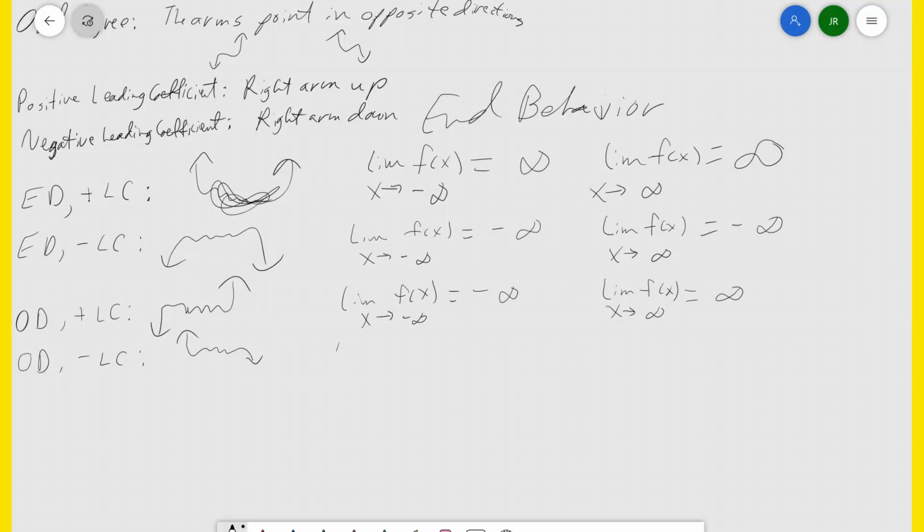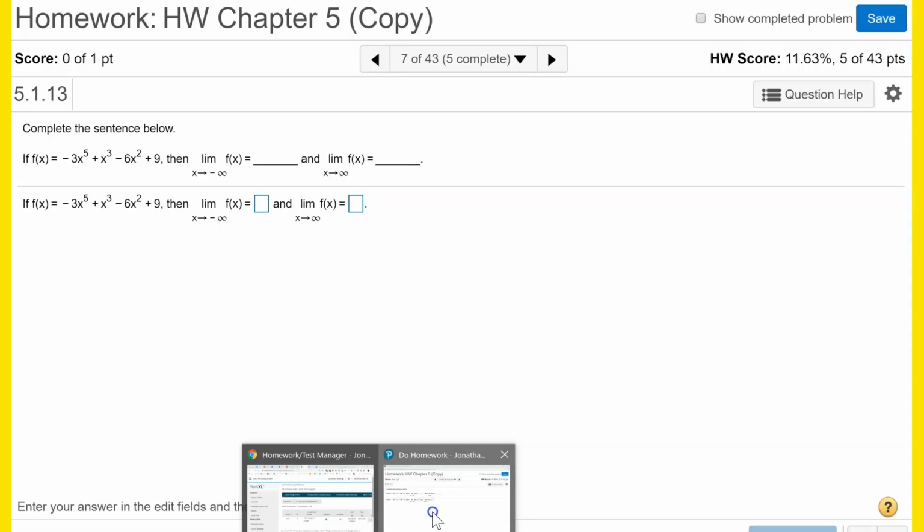And finally, the fourth case, the limit of f of x as x approaches negative infinity means I look at the left arm and I say, where is this thing going vertically? It's going up to positive infinity. And the limit of f of x as x approaches positive infinity means I look at the far right arm and I say, where is this thing going vertically? And it's going down to negative infinity. So that's the summary of all the cases for end behavior for any polynomial. Now let's go back to our problem and do it.